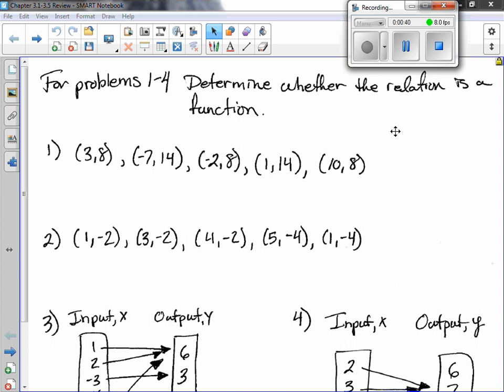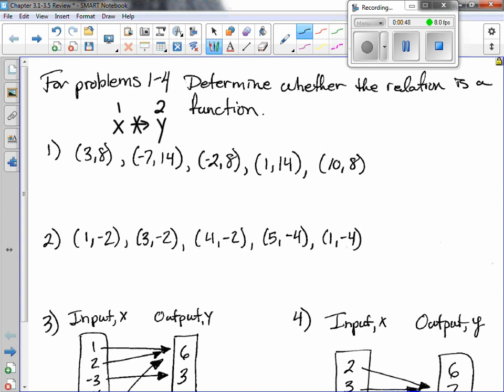Yeah. Because one x cannot go to two y values. The same x value cannot go to two y values, or it's not a function. But it's okay for two different x values to go to the same y. That's fine, because we could have the points (4, 6) and (-4, 6).